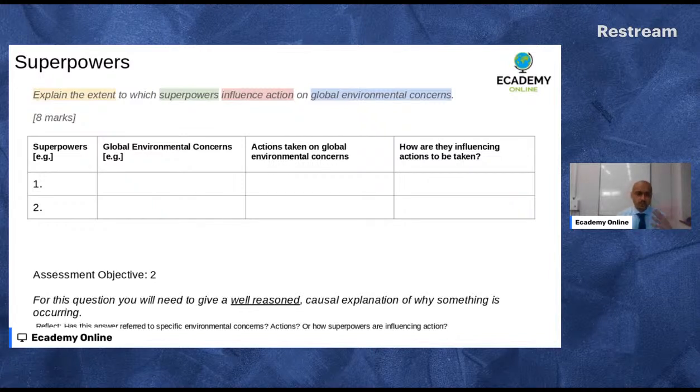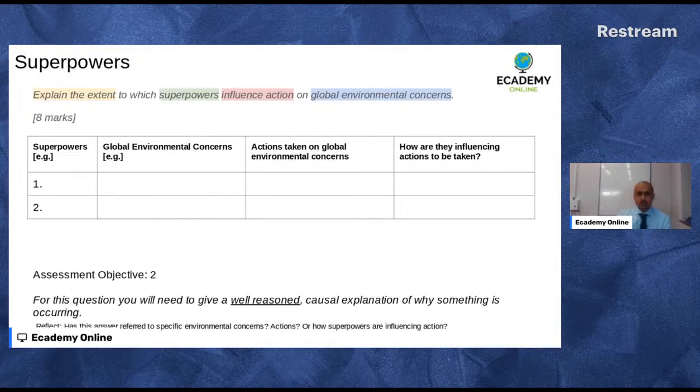So anything that comes to your mind, just write down some actions that they've taken. It might be that they've passed a law, maybe they have increased tariffs on certain vehicles, for example, or increased duties and so forth. So write down anything that comes to your mind, and then think about how that action links to how they are influencing the actions to be taken.